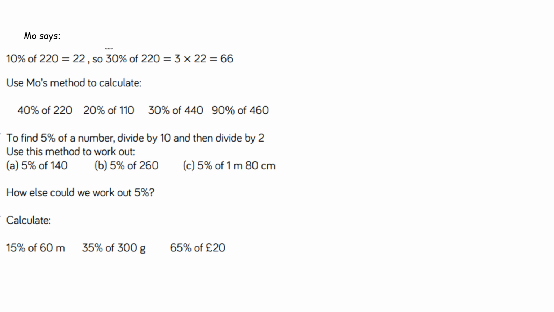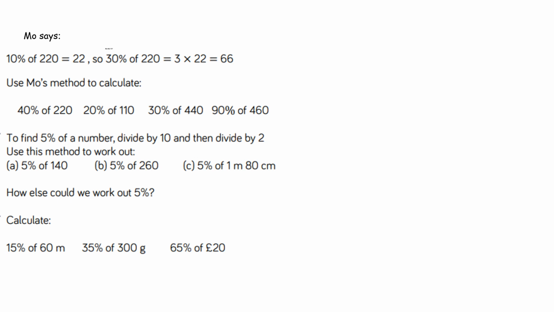Then it wants you to find 5%. It says to find 5% of a number, divide by 10, then divide it by 2. So use that method to work out those ones. And then do you know any other methods? So how else could we work out 5%? And then at the bottom, it wants you to calculate 15%, 35% and 65% of different amounts.